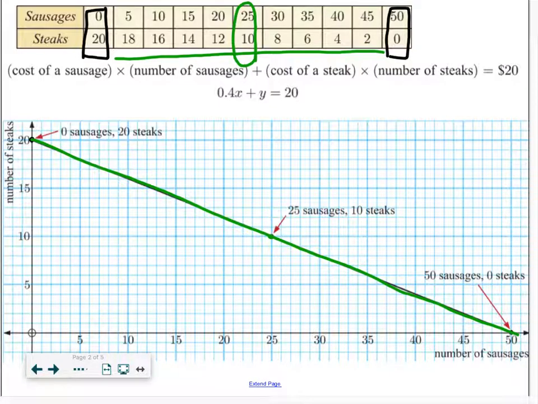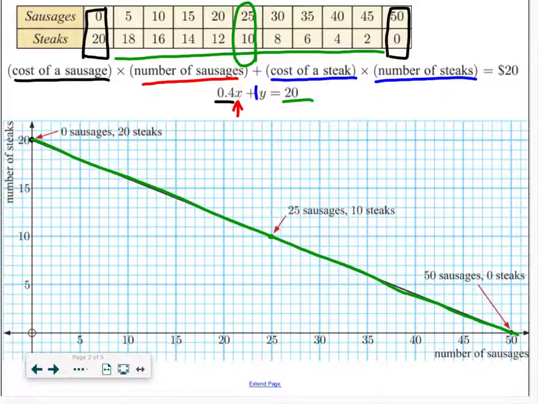Notice one option would be here, buying 25 sausages and 10 steaks, which would use all our money. To come up with the equation of our constraint, think about how we did it in our head. The cost of the sausage was 40 cents, and the number of sausages is our X value. Then the cost of our steaks was just $1, with the variable Y for the number of steaks. And that all adds up to $20. So there we get our equation of our line.